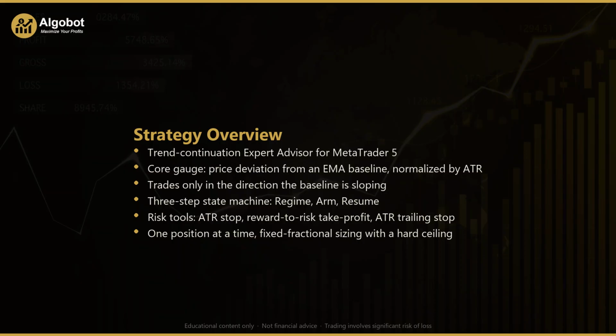At the heart of the strategy sits one measurement the code calls the stretch. It takes the distance between the closing price and an exponential moving average baseline, and then divides that distance by the average true range, or ATR. Because it's divided by volatility, the stretch is scale-free. It reads the same way whether you're looking at gold near 2,000 or a currency pair near 1.08. That's a deliberate guard against overfitting to any one market.